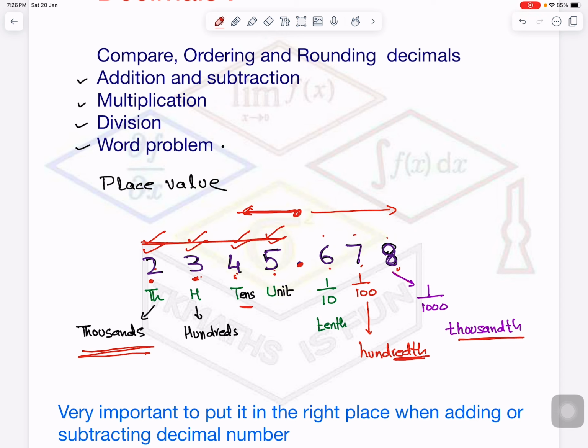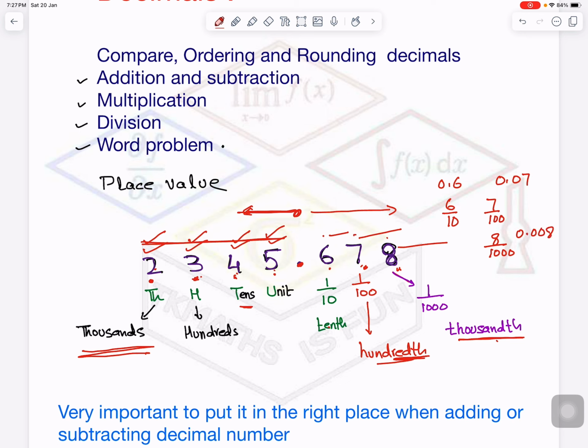So if I ask you what is the place value of 6? Tenths. 7, hundredths. 8, thousandths. But now what is the value? Value of this will be 6 tenths. Value of this will be 7 hundredths. Value of this will be 8 thousandths. And I'm sure you know what divided by 10, 100, 1000 means. We will see in the videos later on. But I'm just telling you 6 divided by 10 is 0.6. 7 divided by 100 is 0.07. And 8 divided by 1000 is 0.008.